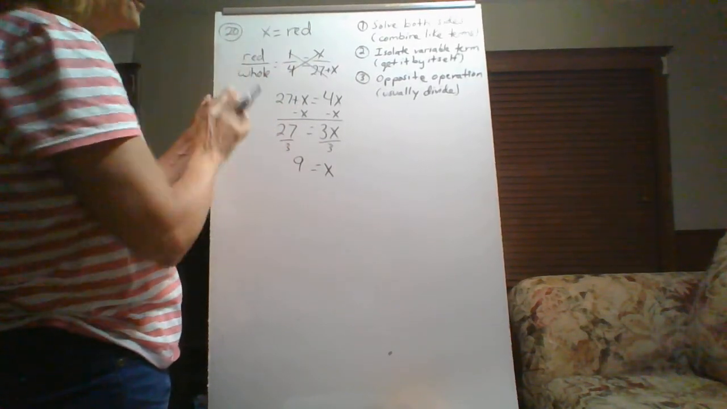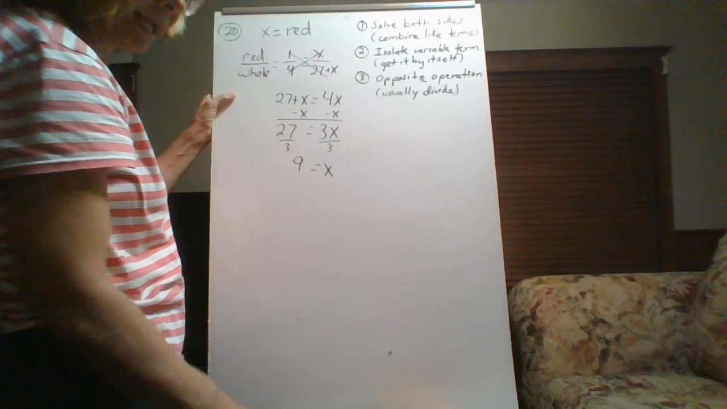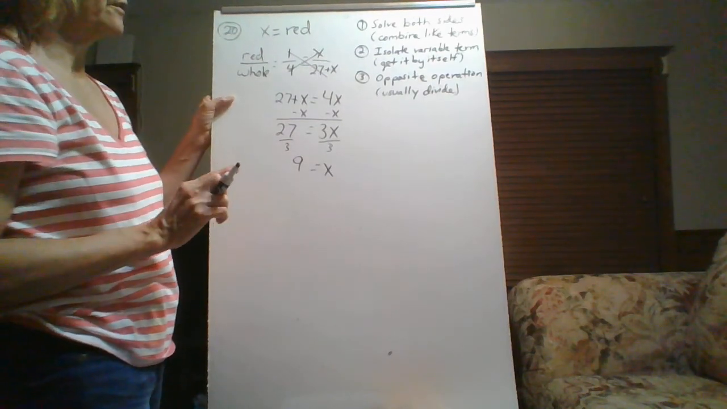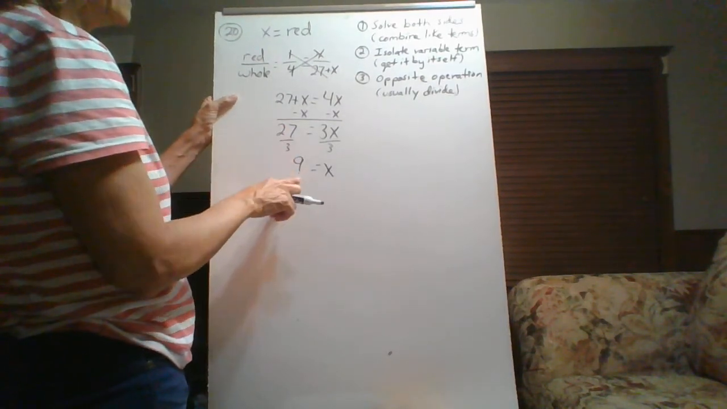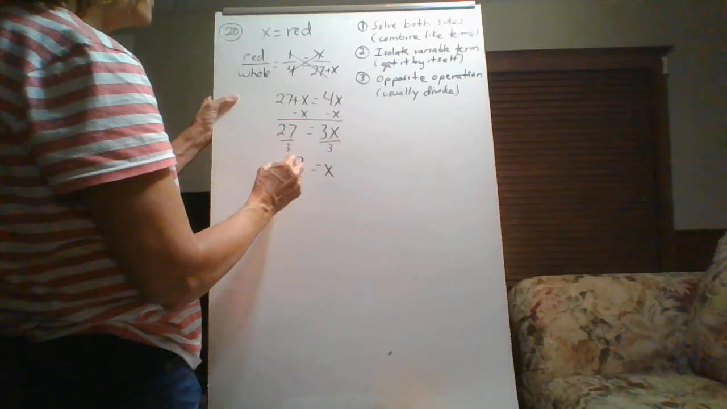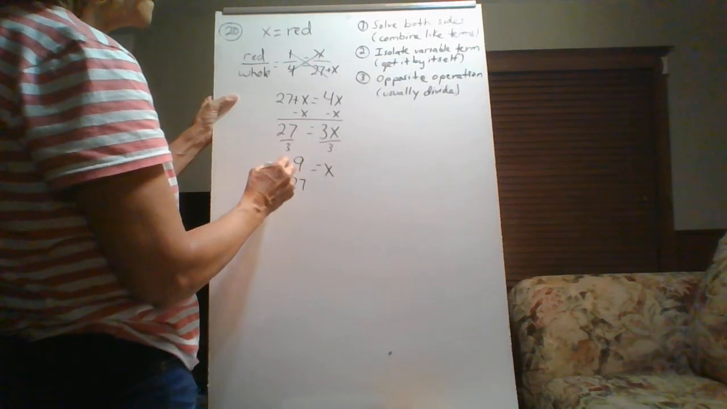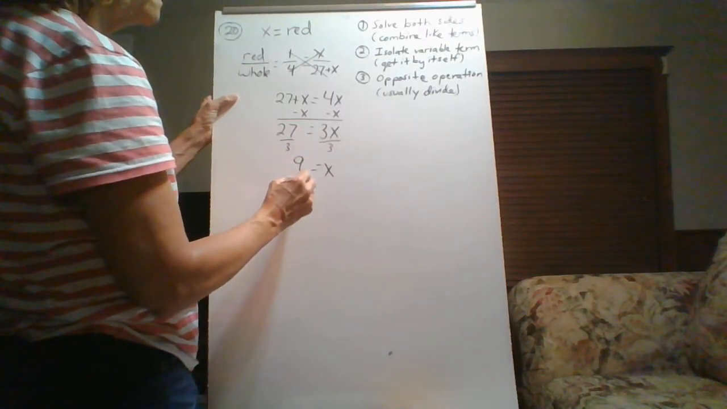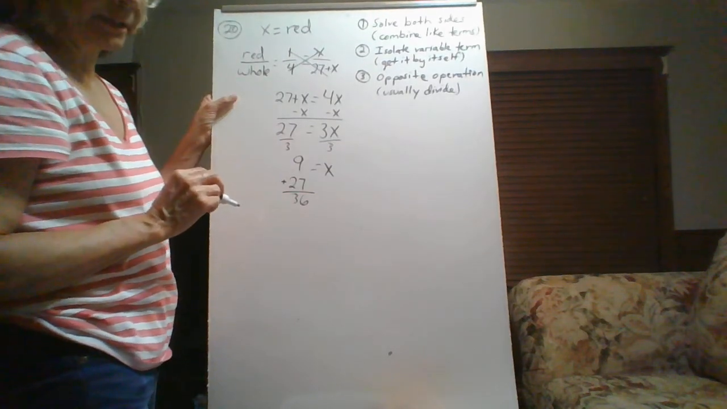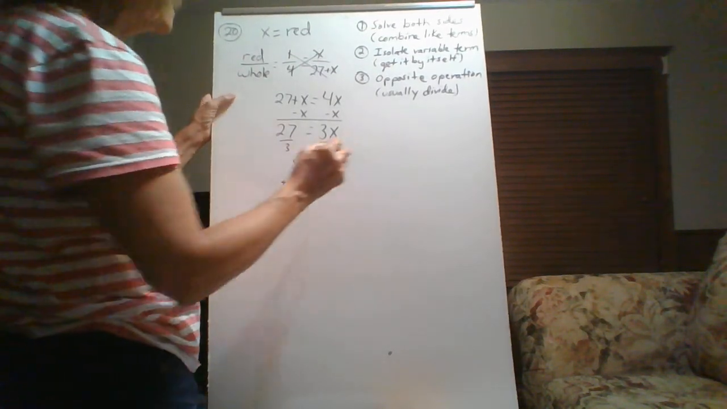So, final thing. How many red marbles are there? 9. But the question is, how many marbles altogether were there? Well, we've got 9 red. And how many blue do we have? 27. So we have a total of 36 marbles altogether. And that is answer E.